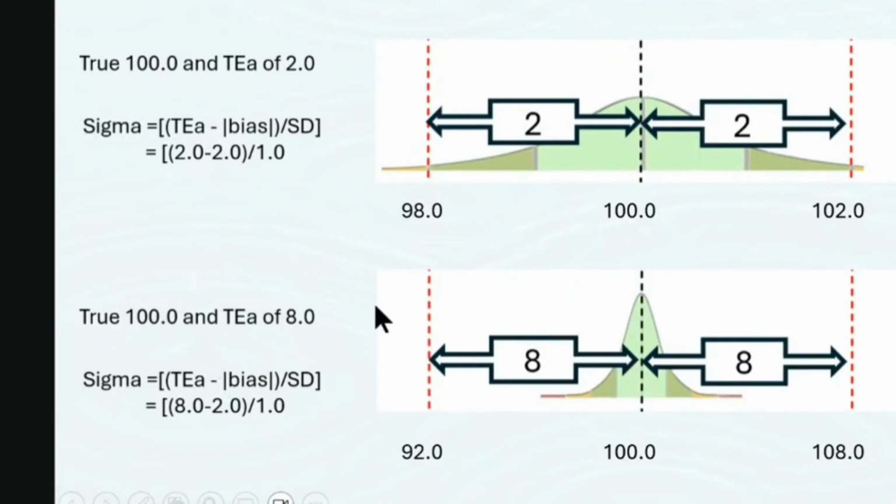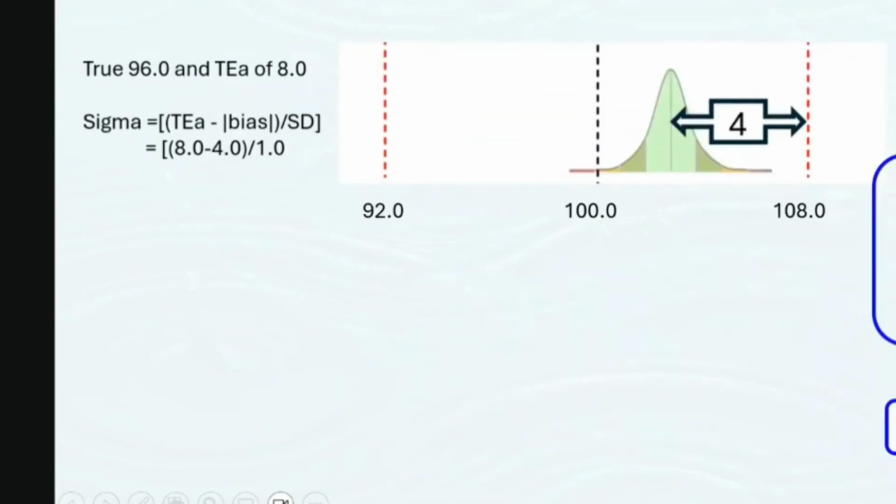If, on the other hand, your allowable error limit is 8 instead of 2, then you've got a sigma metric of 8. In both of these cases, your QC chart looks identical. In this situation, now I have a true value of 96, a TEA of 8, my mean is 100, my SD is 1, I've got a sigma metric of 4.